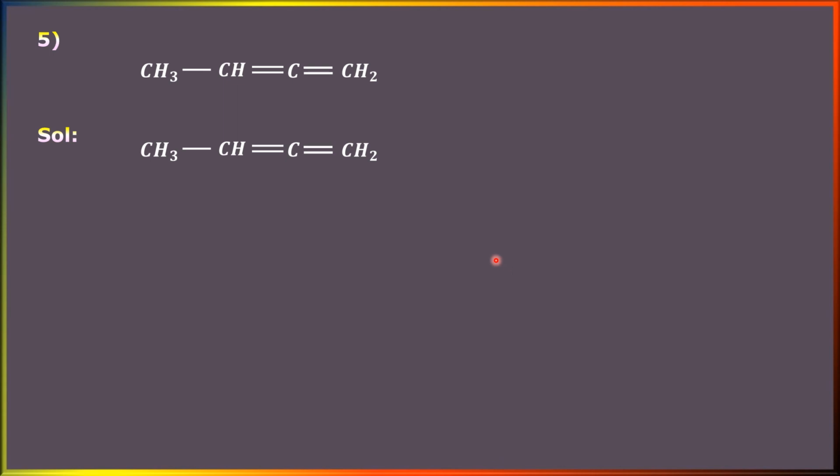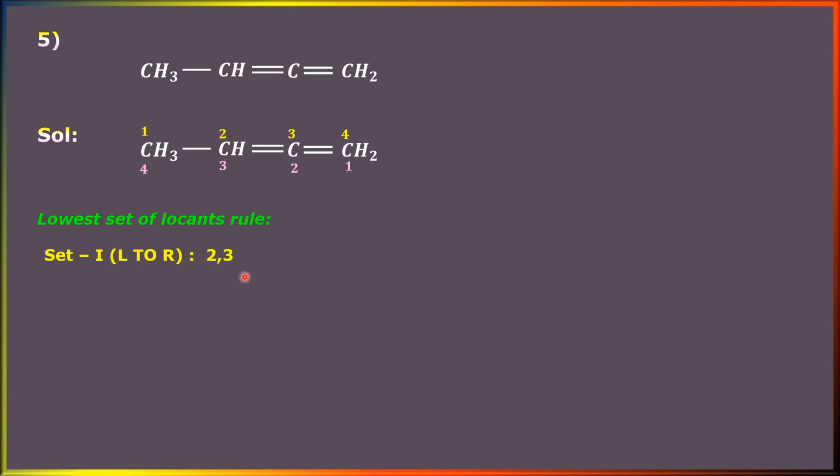Next, problem number 5. In this compound, two double bonds are there. So we have to number the parent chain. In both ways, I am numbering the parent chain, and which way of numbering is correct? In order to know that, I will use the lowest set of locants rule. Left to right 1, 2, 3, 4. Right to left 1, 2, 3, 4. Here I will use the lowest set of locants rule.